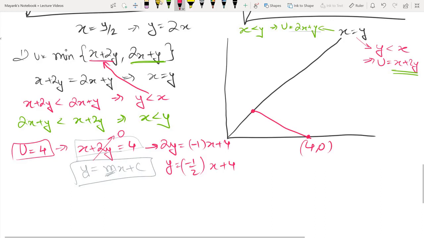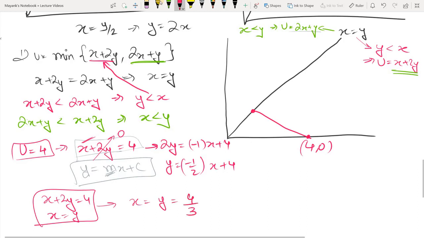If you want to find this point, what you have to do is this point is the intersection of this line and the x equals to y line. So if you want to solve this point, you can simply write these two equations, x plus 2y is equals to 4, x equals to y, and when you solve this, you get x equals to y is equals to 4 by 3. Okay, so that's your point 4 by 3 comma 4 by 3.